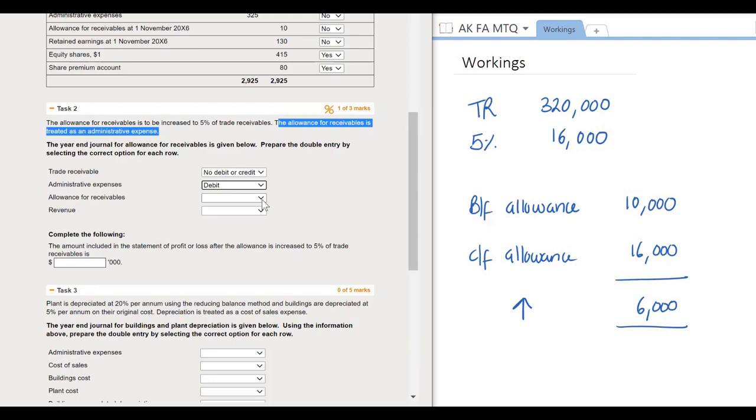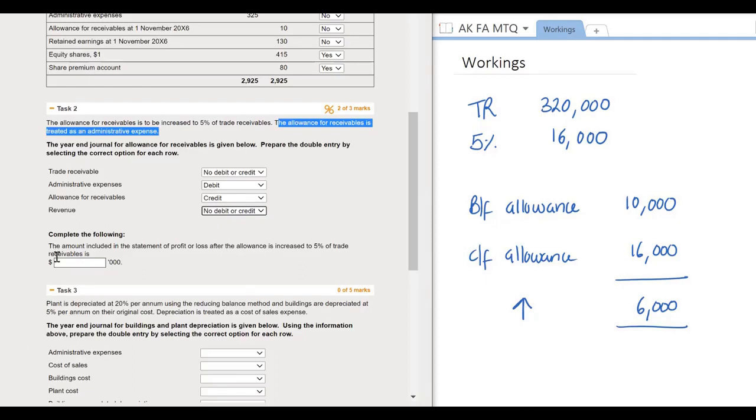The allowance for receivables is being increased. Now, this allowance for receivables is an entry that's a reduction to a receivable account. Receivables are typically on the debit, so to reduce them, we would credit, and so the allowance for receivables balance is going to be a credit entry. There is no implication on revenue, so we can select that there's no debit or credit to post to revenue.